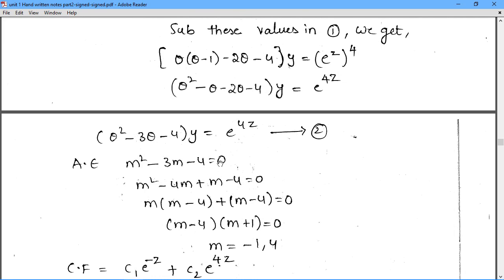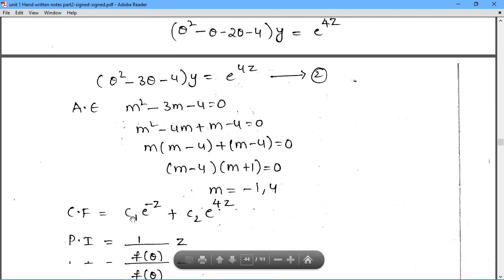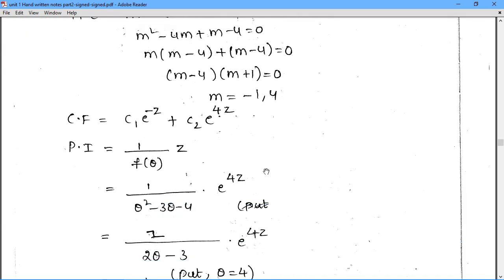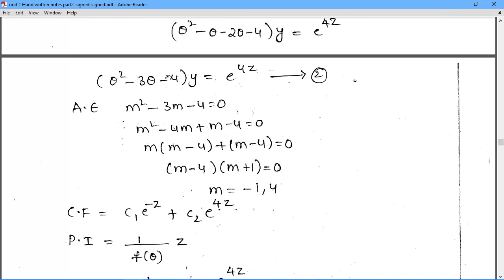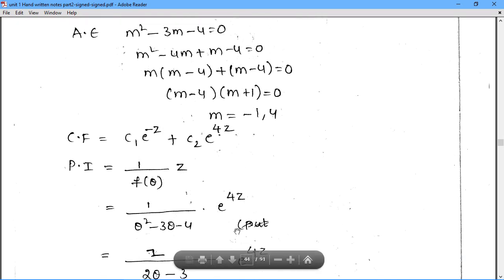We can solve it easily just by taking theta as m and taking the roots of the auxiliary equation. We can write the complementary function, because the roots are real and distinct. So CF is C1 e power minus z plus C2 e power 4z. Now, particular integral formula is 1 by f of theta capital Z. But what is f of theta? Left side expression, that is theta square minus 3 theta minus 4. Capital Z is the right side of the expression, that is e power 4z.